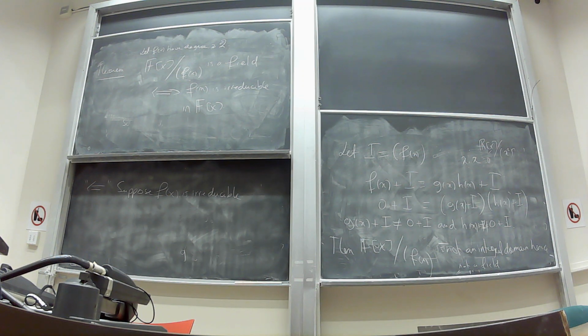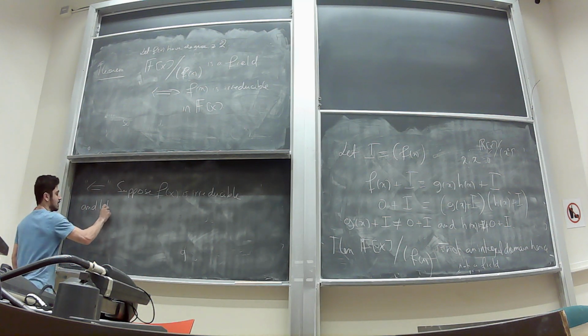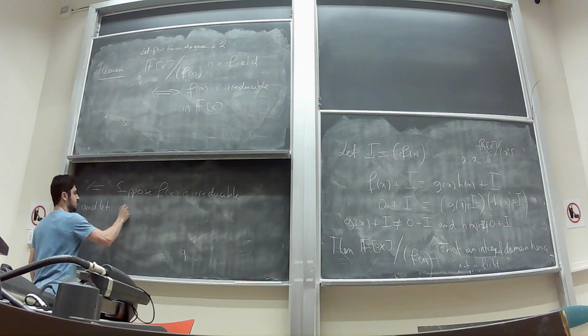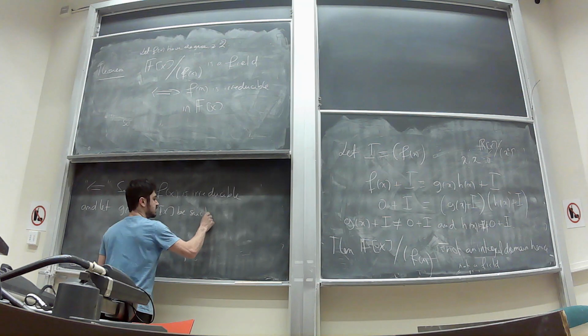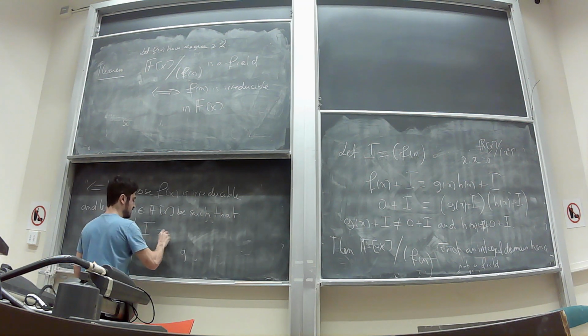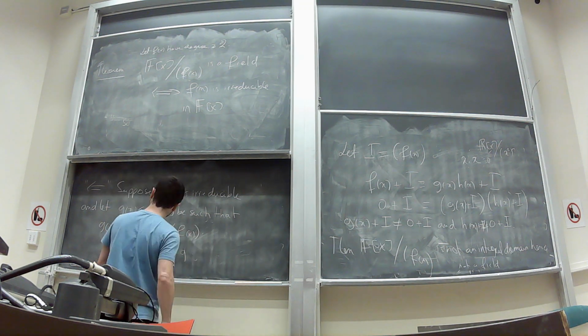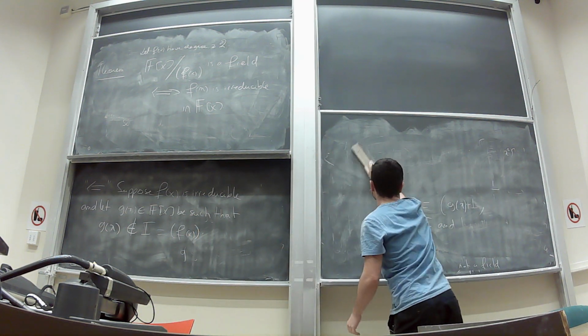But what's an easier way, a quicker way? The Euclidean algorithm, right? You see that? The Euclidean algorithm? Suppose f of x is irreducible. And let g of x and f of x be such that g of x not belonging to I, where I is the ideal generated by f of x. Well, I said it already. So f of x does not divide g.